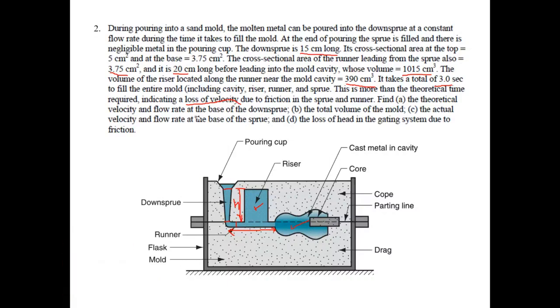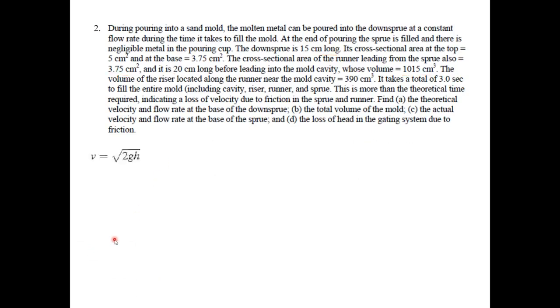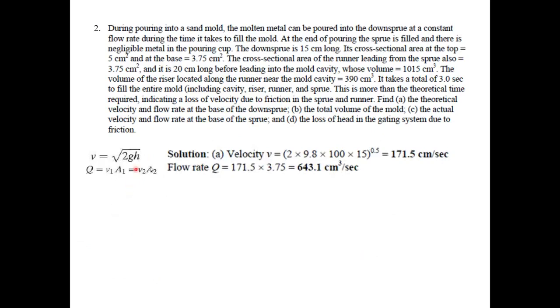And then our task is to find the theoretical velocity and flow rate at the base of the down sprue. Theoretical velocity and flow rate is easy. We have done it before, and we do it again. We take the equations from the equation sheet. We've got the height of the down sprue, and we've got the cross-sectional area of the down sprue at the base. So we substitute the values of height. Of course, g is the constant value, and we can easily compute the theoretical value of velocity, which is this much.